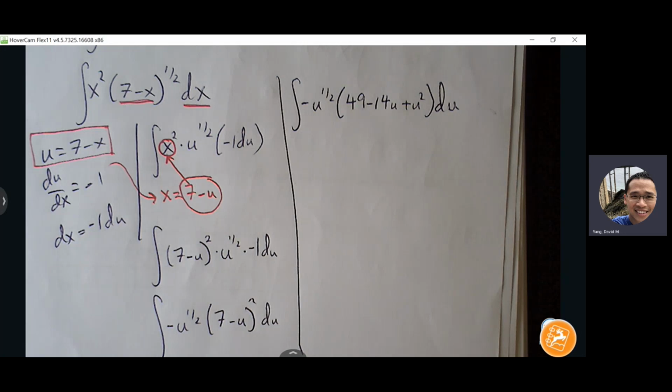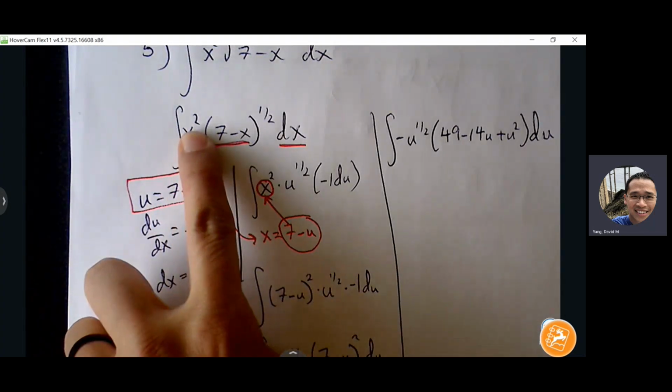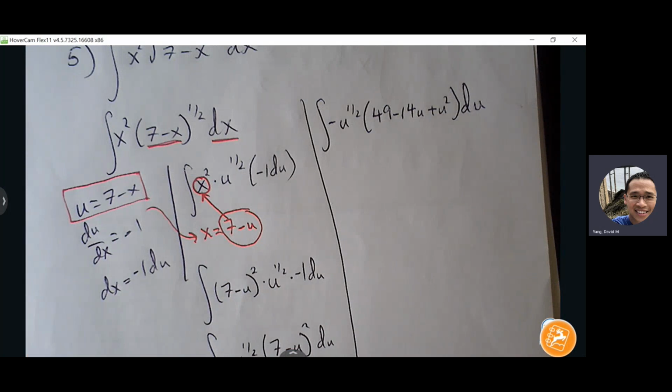U to the 1/2. Where does the square come from when 7 minus U? The square here? Yeah. It's coming from the X squared. Oh. Right, so I replaced the X, but the squared is still there.